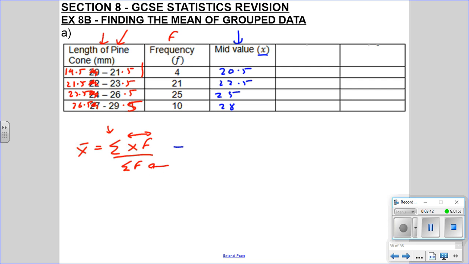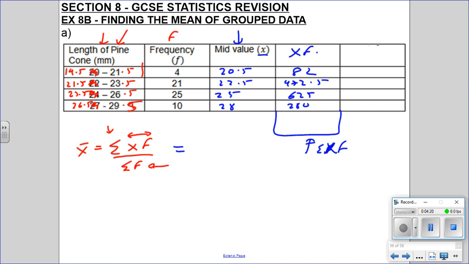So in order to fulfill this criteria of the formula, we need to work out what xf is. So x times f. In our calculator, we're going to times that stuff together. We've got 20.5 times 4, which is 82. And we've got 22.5 times 21, so that's 472.5. And then we've got 25 times 25, so 625. And we've got 280. Underneath here, we can put our total. This is going to be our sigma xf.